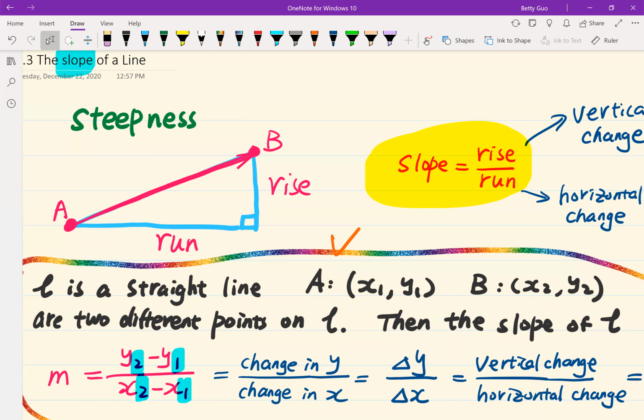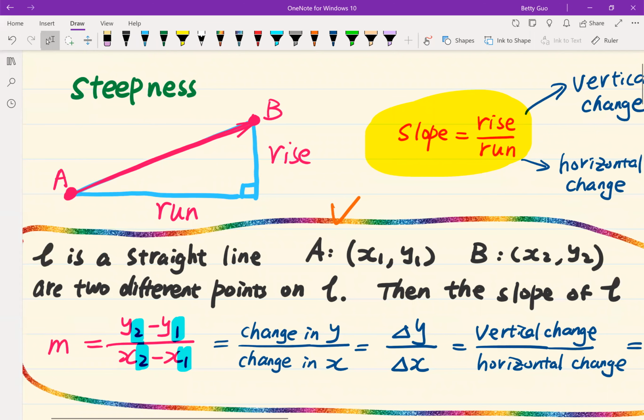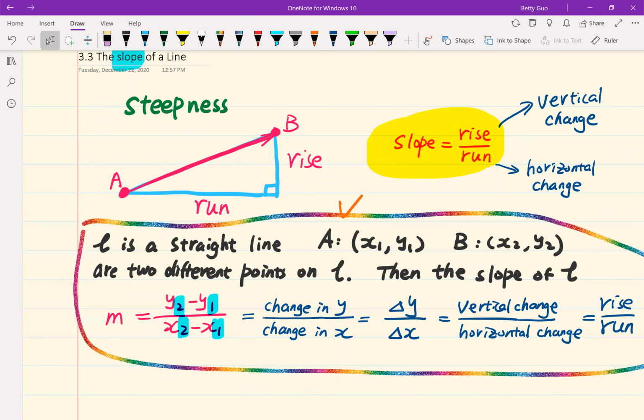Rise is the vertical change. So when you go from A to B vertically, this is your change, right? Rise is your change. When you go from A to B horizontally, run is your change. So rise is the vertical change, run is the horizontal change. Firstly, I want you to please write down this formula. Slope is rise over run. Rise is the vertical change. Run is the horizontal change.